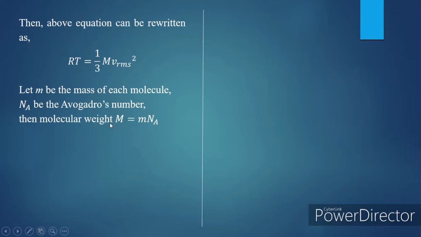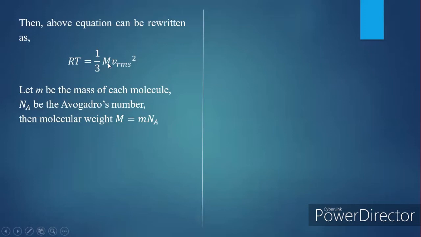Molecular weight of a gas sample or molecular weight of a gas is equal to the mass of Avogadro number of molecules. Now small m is the mass of the single molecule, Na is the Avogadro number. So m into Na gives you the mass of Avogadro number of molecules, and that is nothing but molecular weight. Therefore, I can write capital M is equal to small m into Na, where capital M is molecular weight, small m is the mass of a single molecule, Na is Avogadro number.